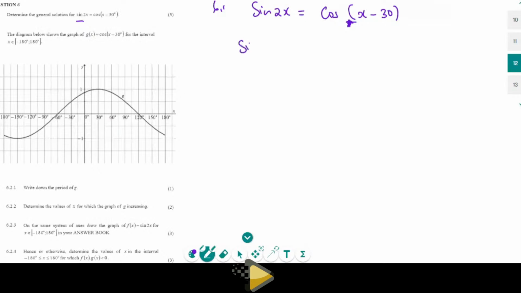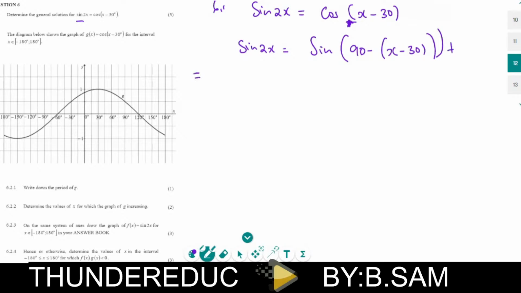Okay, let's see. So this is the sine 2x, and then I can express this as, let's say, the sine of 90 minus x minus 30. Does that make sense? So if I reduce this, I'll go back to that. Perfect. So then what I'll do, I'll just add the k times the 360. Doesn't matter. I can always do that even by the next step.